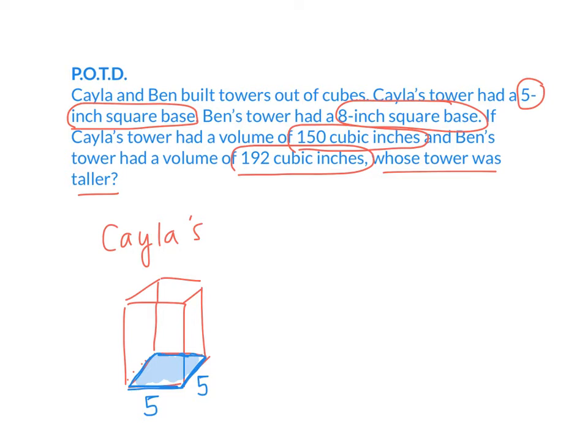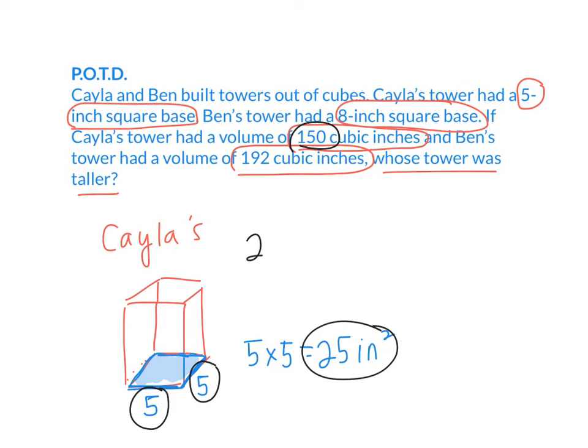What is the area of the base? How do I find the area of the base? Huh? 5 times 5, which is? Square what? Good. Okay. Now, I also know that Kayla's volume is 150 cubic inches. So that means that the area of the base, which is 25, times the height, we don't know what the height is, so we'll use a letter, H, will be 150 cubic inches. Do you agree?